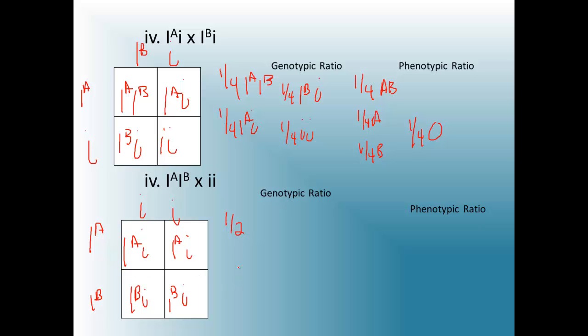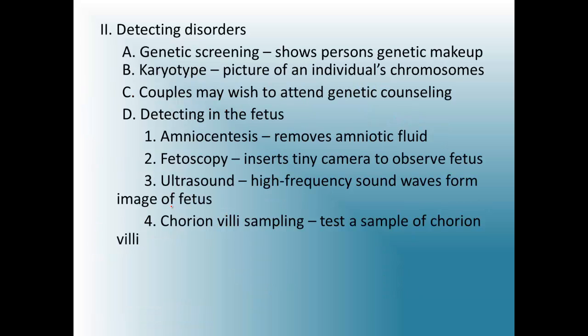So we have a 1/2 chance of capital I A, lowercase i, and a 1/2 chance of capital I B, lowercase i. The phenotypic ratio is then 1/2 A and 1/2 B. My question for you is, in this case, why couldn't the person with type AB give blood to a person with type O? I want you to think about the coagulation effects of taking in the wrong blood type, and we'll talk about it.